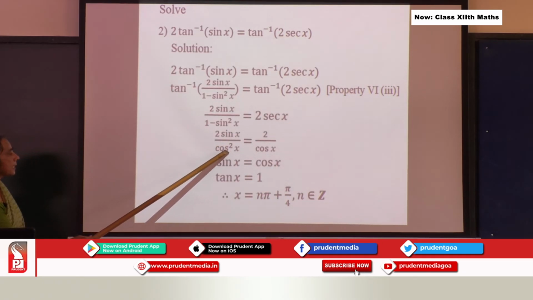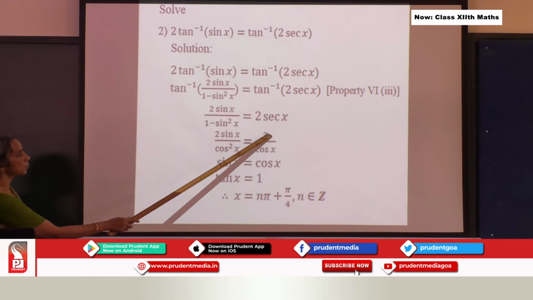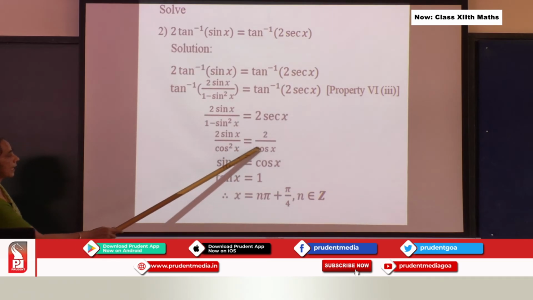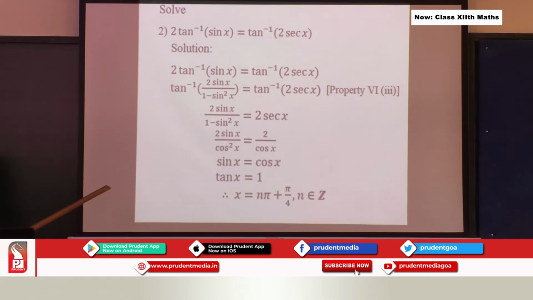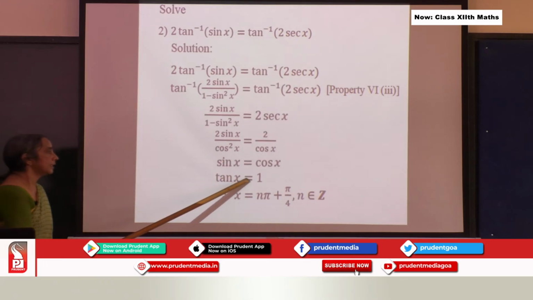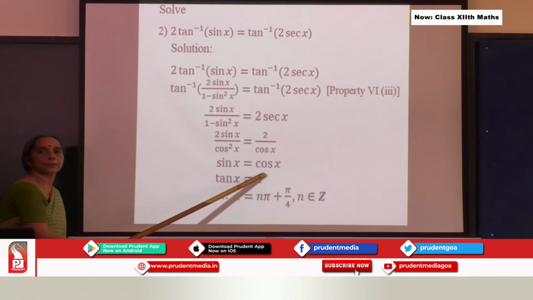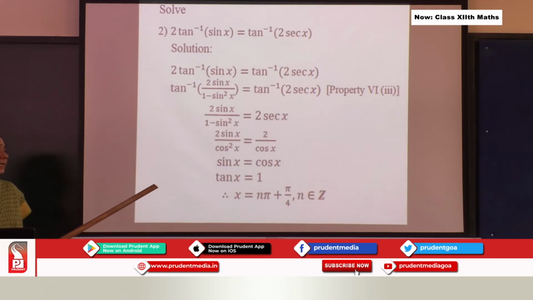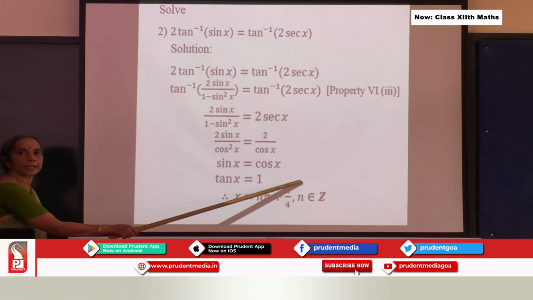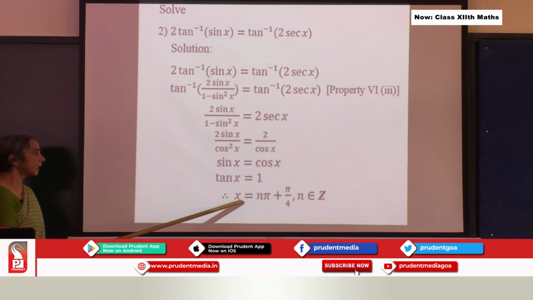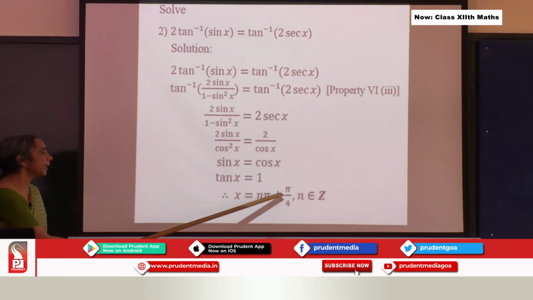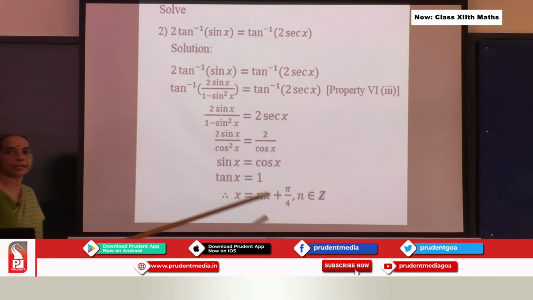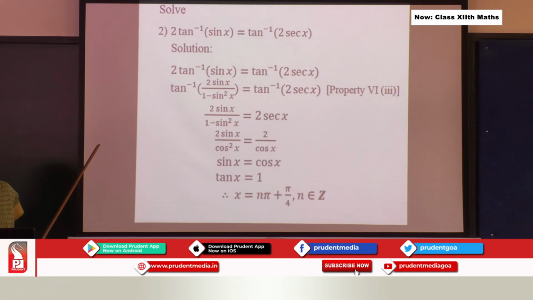So 2 sin x upon cos square x is 2 upon cos x. We can cancel one cos x, and 2 can be cancelled. Finally, you will get sin x is equal to cos x. That means tan x equal to 1. Recall the solution of this equation, which was done in 11th standard: tan x equal to 1, which is equal to tan pi by 4, one of the values being pi by 4. Other values can be written in terms of pi by 4. The answer is x is equal to n pi plus pi by 4, n can be any integer.